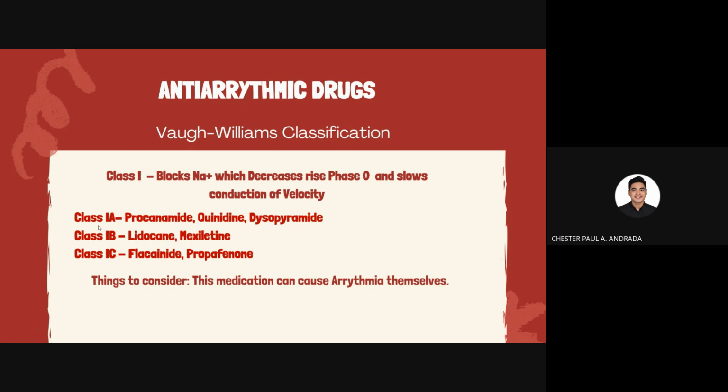So we have different types or classes of class 1 drugs. We have the class 1A, which nandito po yung procainamide, quinidine, disopyramide. Sa class 1B po, nandito po yung lidocaine and mexiletine. Class 1C drugs, dito po yung flecainide and propafenone. So usually this class 1 antiarrhythmic drugs under sa Vaughan Williams classification. Take note lang po yung mga drugs na po ito should be used cautiously since this medication can cause arrhythmia themselves as well. So usually less po itong ginagamit sa clinical setup.